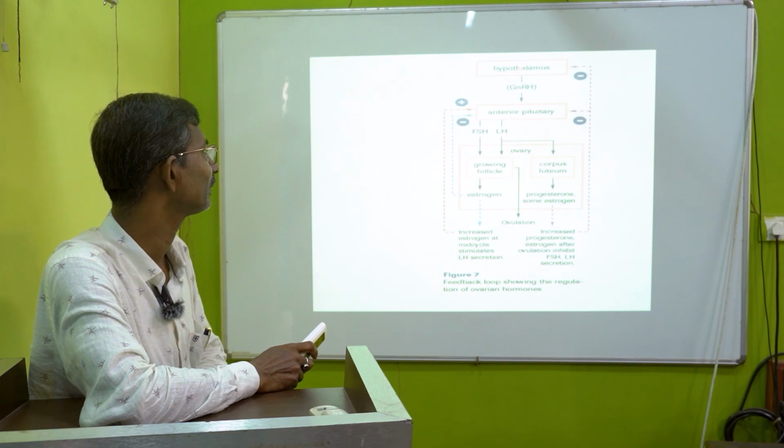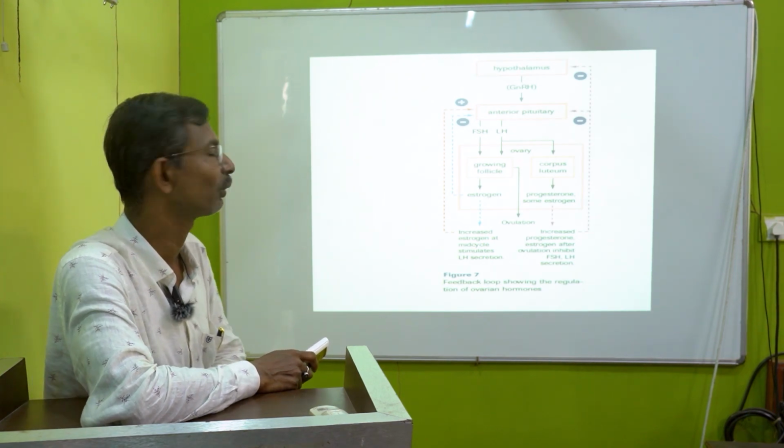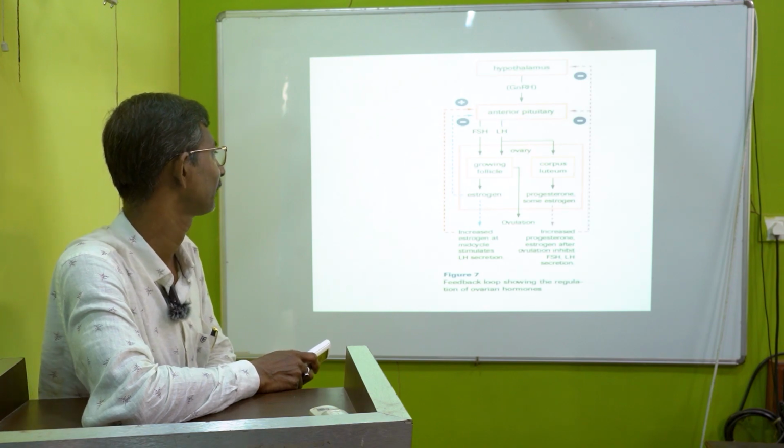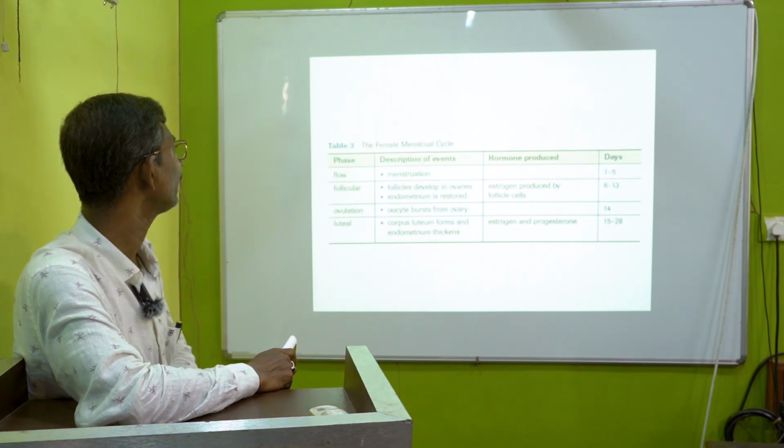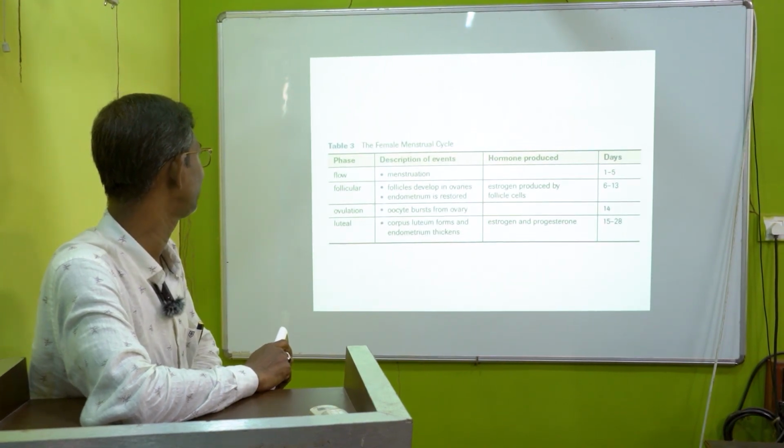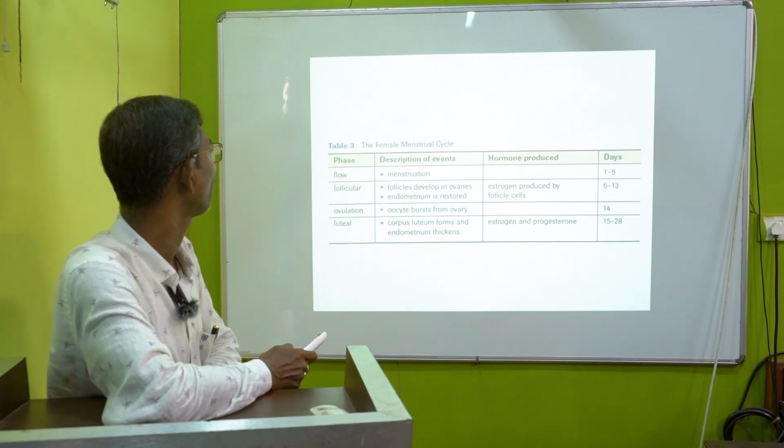Now this is the hypothalamus, the pituitary, and the ovary. So this is known as the hypothalamus pituitary gonadal axis. Gonadal means the ovary. Next. Now the table showing the female cycle.